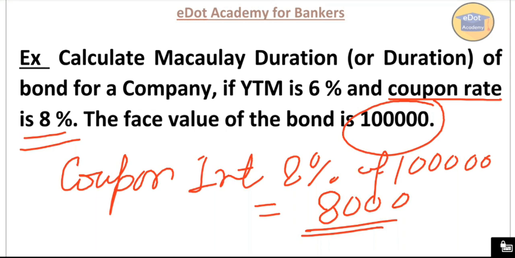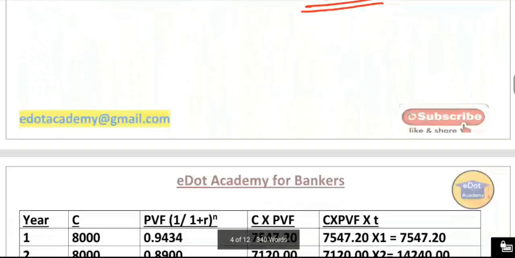Okay, and what is the YTM? YTM is given as 6%. Correct? Now I'm going to use the formula here. That means first of all, I've made one table here. I'll just show you one by one and I'll explain one by one. So let us see.